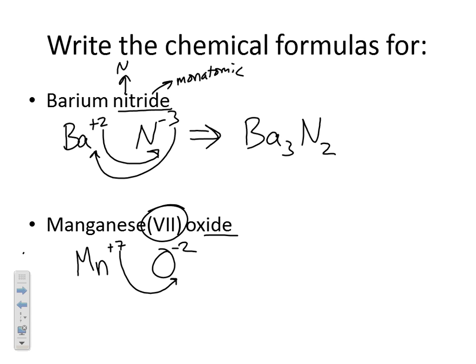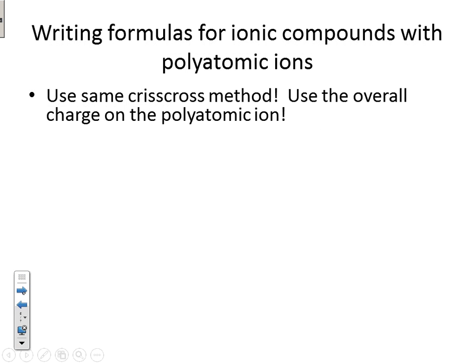So the 7 is going to become the subscript for the O. The 2 is going to become the subscript for the manganese. So the formula for manganese 7 oxide is Mn2O7. And I can't reduce those down any further, right? 3 to 2 for the barium nitride and 2 to 7 for the manganese oxide, they're as far as they can go.